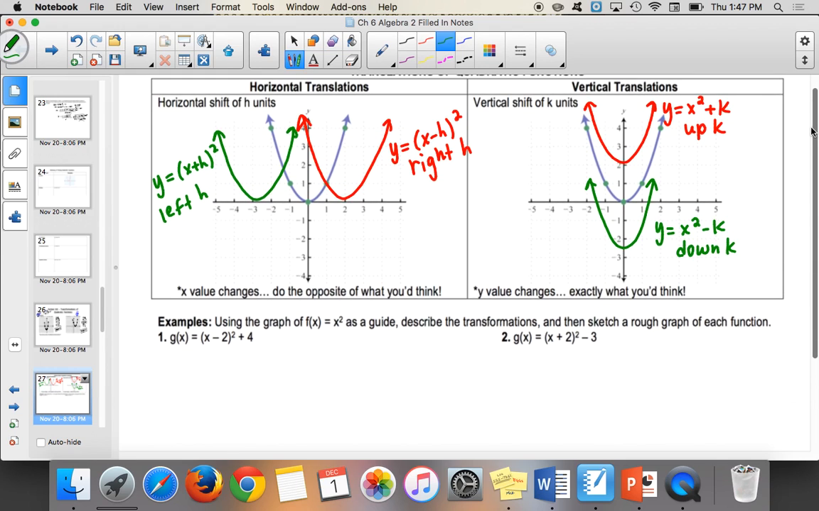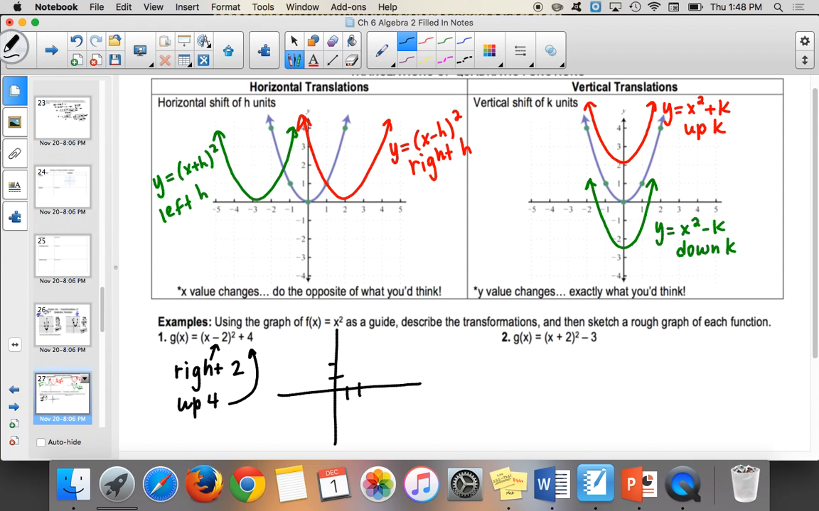So this one starts out pretty easy. So when it says x minus 2 squared plus 4, tell me what it does. What direction does it move? So we go right 2, up 4. So the right 2 comes from the one in there. The up 4 comes from that right there. And so if I was doing a rough sketch, I would just go to the right 2, up 4. That's going to be where my new vertex is. Otherwise, it looks exactly like the normal parent function.